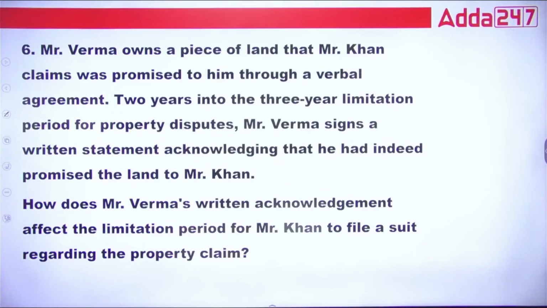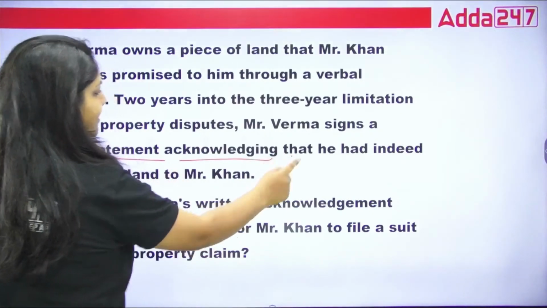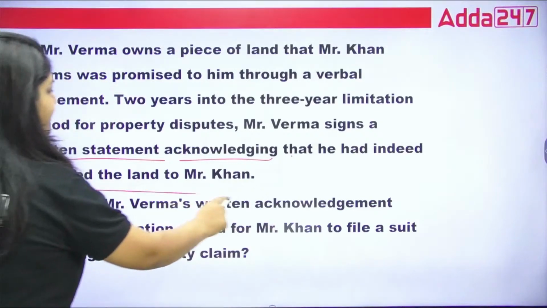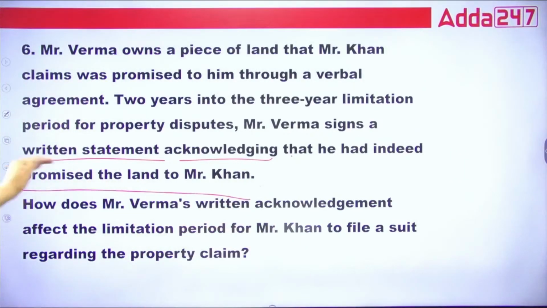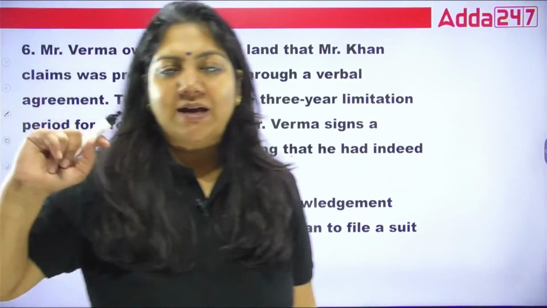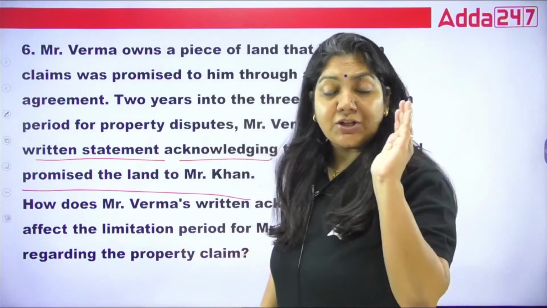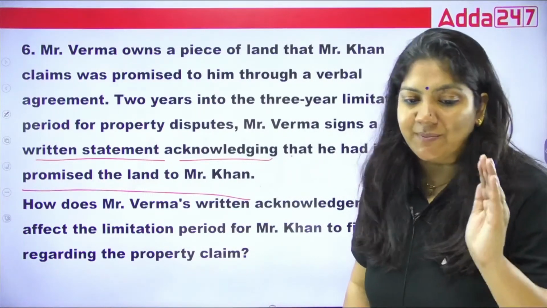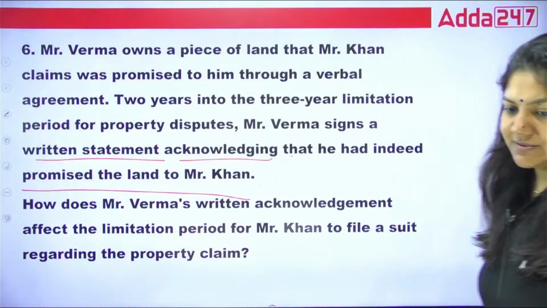Mr. Verma owned a piece of land that Mr. Khan claimed was promised to him through the verbal agreement. 2 years into the 3-year limitation period for property dispute, Mr. Verma signed a written statement acknowledging that he had indeed promised the land to Mr. Khan. How does Mr. Verma's written acknowledgement affect the limitation? Now, please remember the paid class of Limitation Act. In the case of acknowledgement, when the period of limitation will start, you have to just tell me.